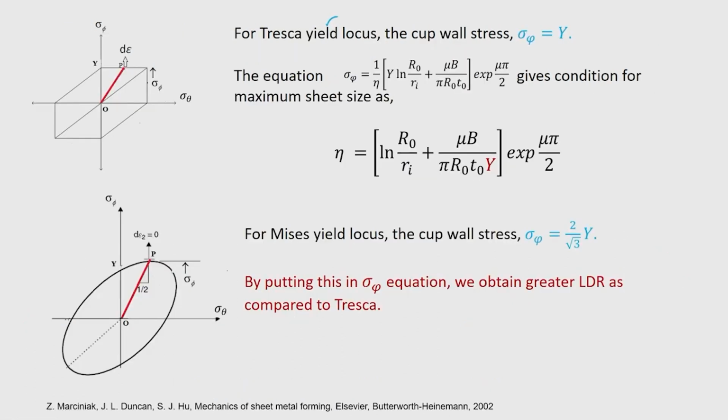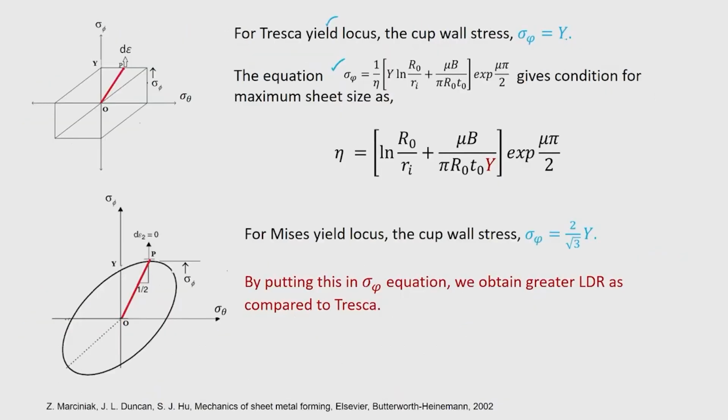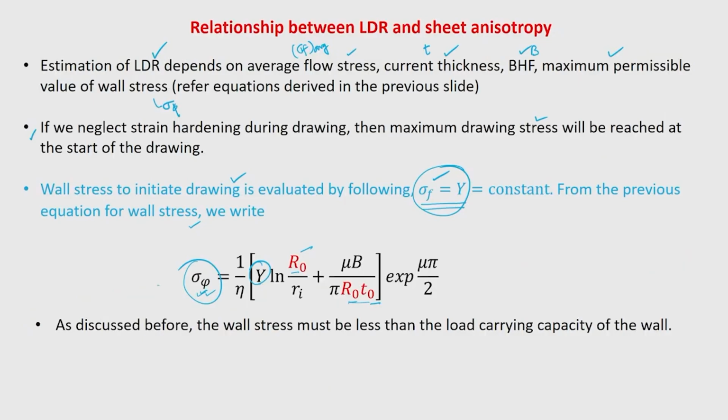Now this particular equation, we have shown this equation. We said that to initiate your drawing, just to initiate drawing, then you have to put sigma f is equal to Y. Then we have got Y here, isn't it? So now what we are going to do is, as per your Tresca yield function, we are going to say that sigma phi is nothing but Y. So this equation is modified to this form. So you can say that this sigma phi is nothing but Y.